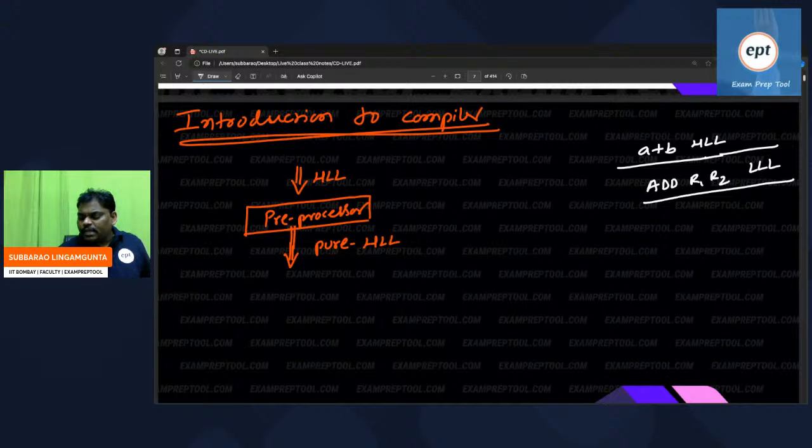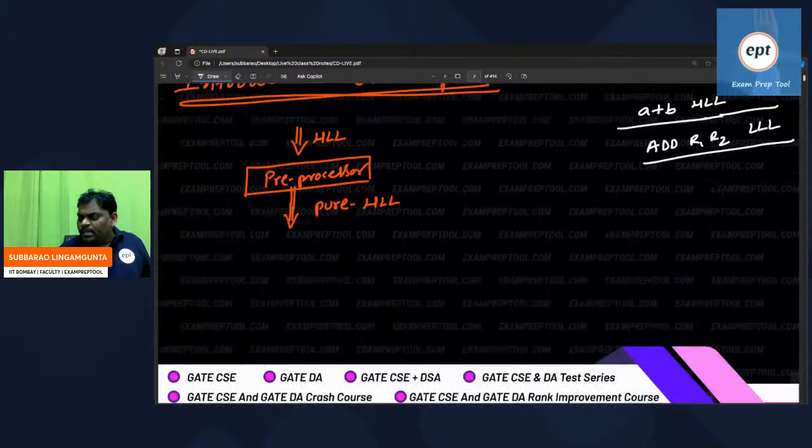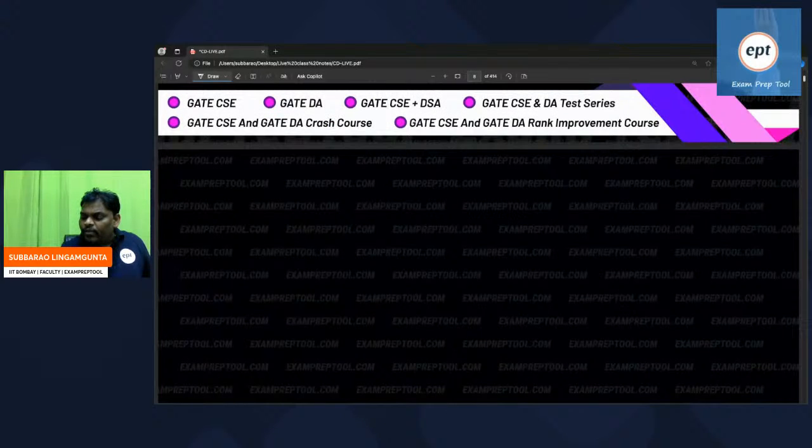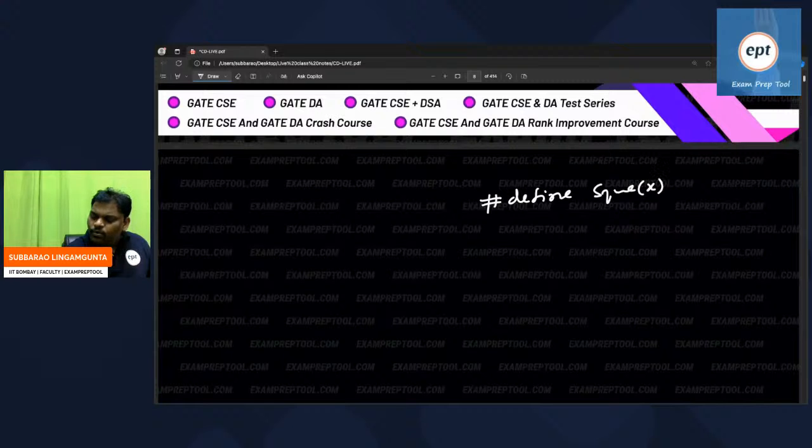Some people are asking, sir, can you give one example for this? See the example I am writing here. Everyone listen. Hash define square of x is equal to x into x. What is the high level language? What is the pure high level language? Hash define square of x is equal to x into x.